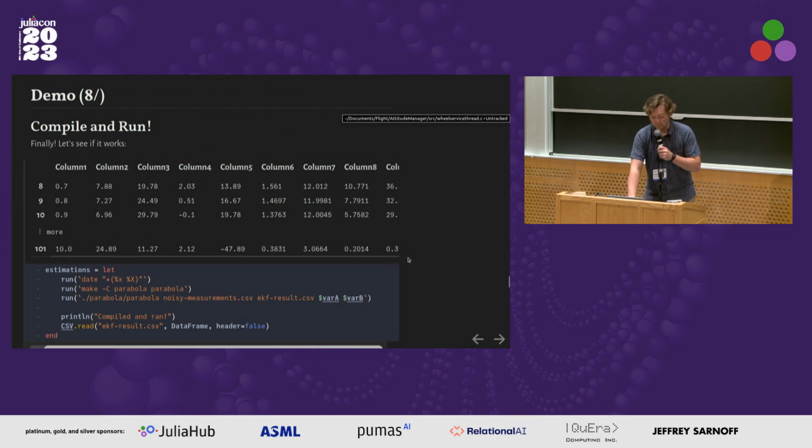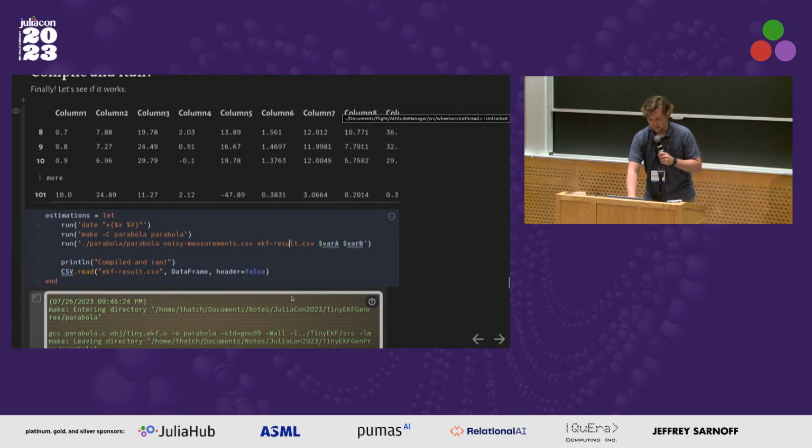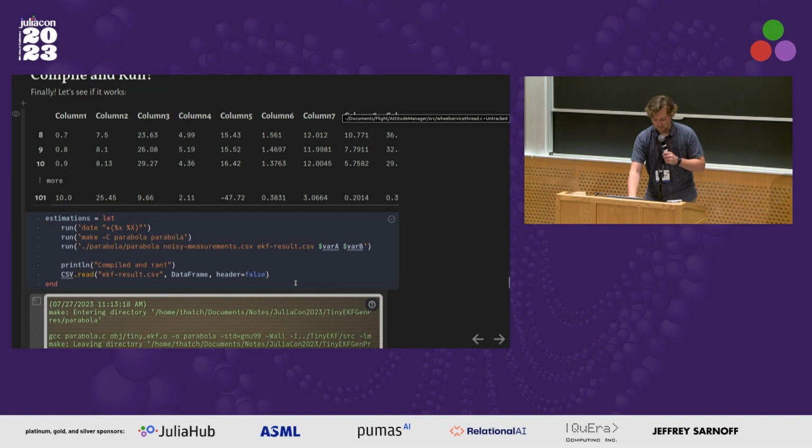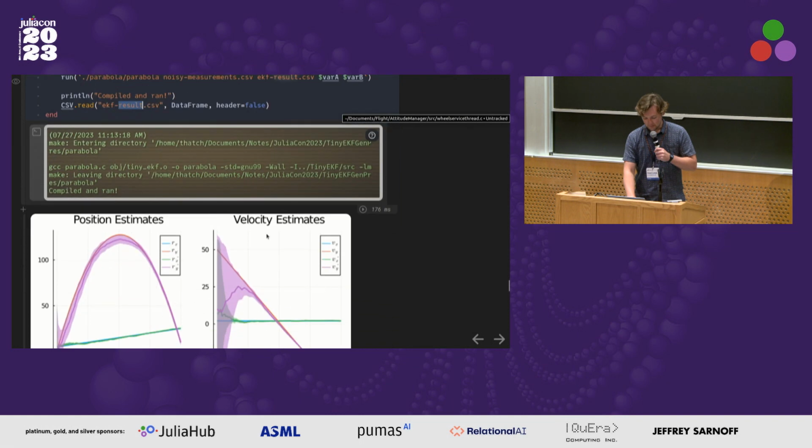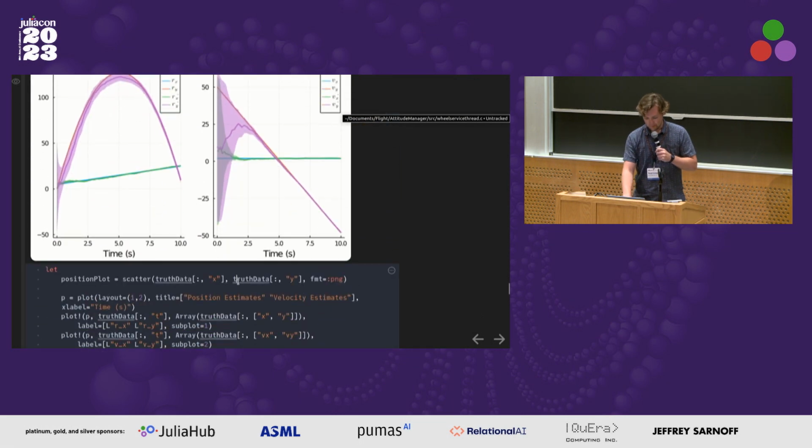And then finally, we get to run it. So this already ran, but I can run it again just now. It's very quick. So we're going to make our parabola C program, run it on our noisy measurements, save it out to here, and I'm also passing in the variance of the measurements that I expect. That's going to make an EKF result file, and we could read that right here.